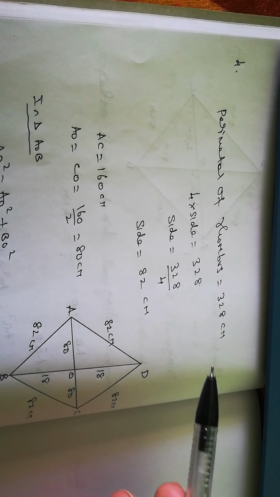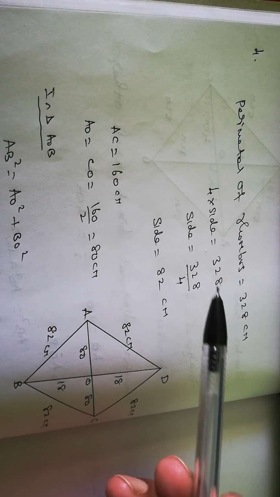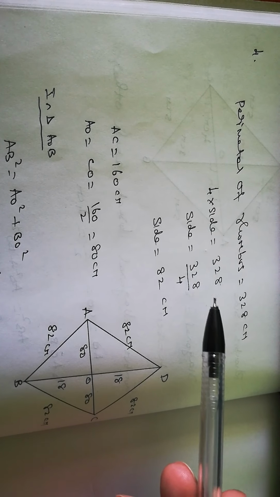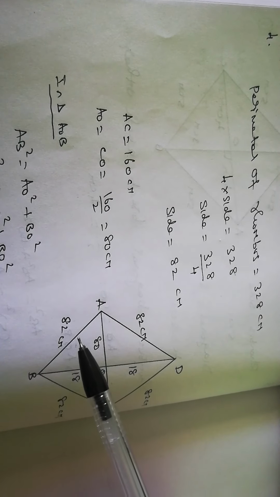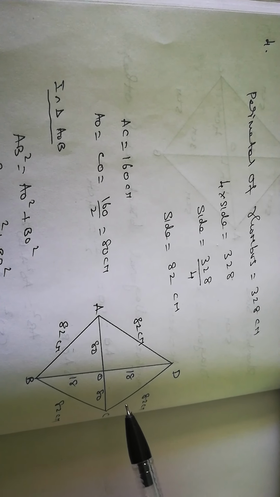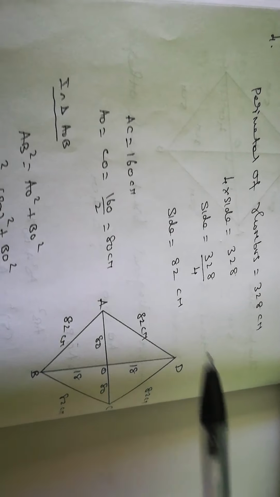Here perimeter is given 328 centimeter. Perimeter of rhombus is 328. So perimeter of rhombus formula 4 into side equal to 328. So side equal to 328 by 4, 82. So all the sides are 82 centimeter, and diagonal is given 160 centimeters. So like last question given 8 centimeter, and here is given 160, and same like that we will divide it by 2. So this will get 80 and 80 because rhombus diagonals bisect each other. So this is 80 centimeter.